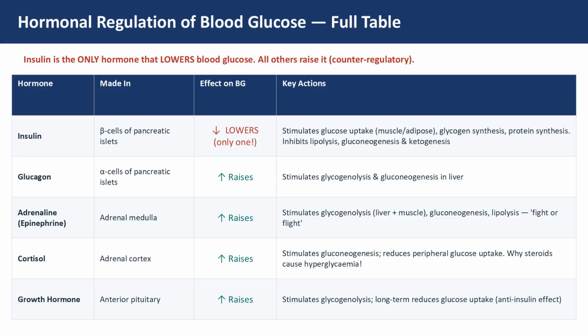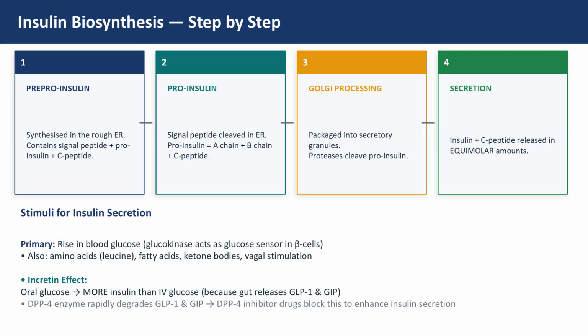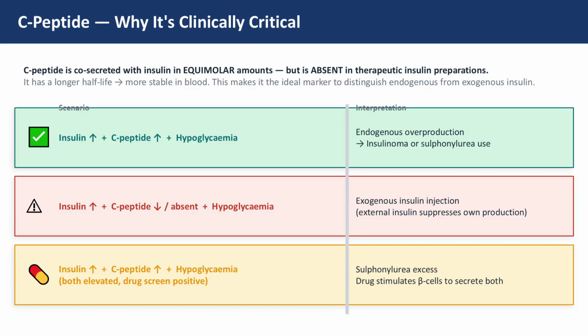Insulin is the only hormone that lowers blood glucose, while others like glucagon and adrenaline raise it, highlighting the balance in hormonal regulation. Insulin biosynthesis involves several steps from pre-proinsulin to secretion, with stimuli like glucose and incretin effect enhancing secretion. C-peptide is critical in distinguishing endogenous insulin production from external sources, making it vital for clinical assessments.